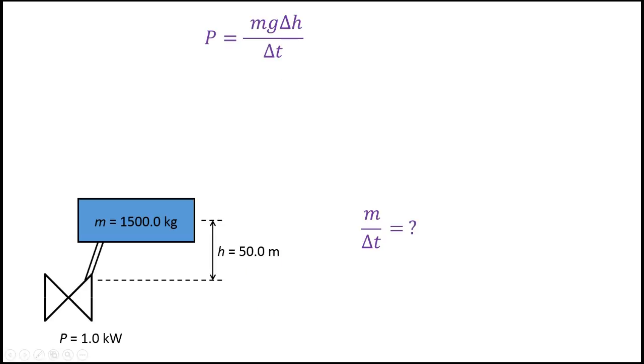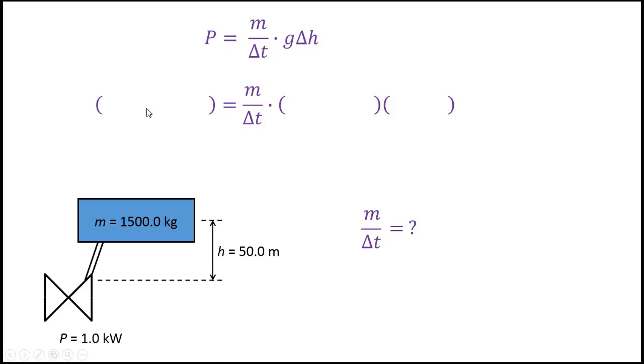Alright, now it's time for a fancy trick. Look at this. My unknown is mass divided by delta t. So I have mass and I have delta t, just like I need. Let me break that off to the side and write it this way. That's the same thing as what I had before. I just split off the m and the delta t. So now I can plug into this equation.